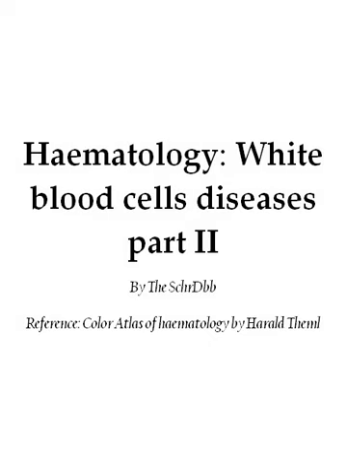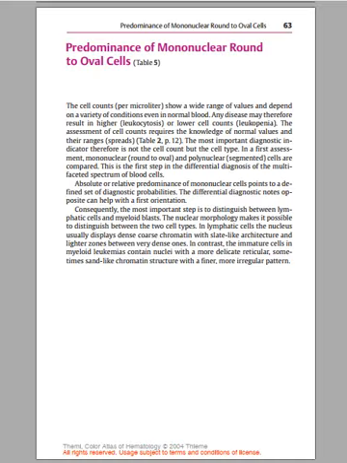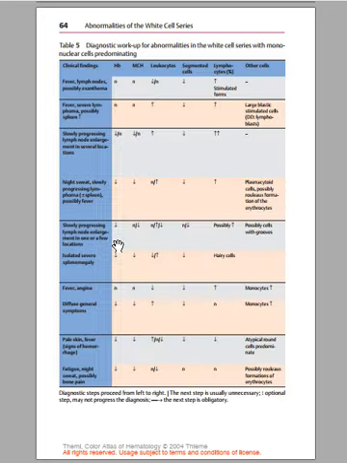Hello, this is a white blood cell disease hematology tutorial, part 2, presented by the SchrDbb, reference Follicular Lymphoma by Harald Thelm. So we're going to visualize here the pathologies involving predominance of monomorphic round to oval cells, still called granulocyte.